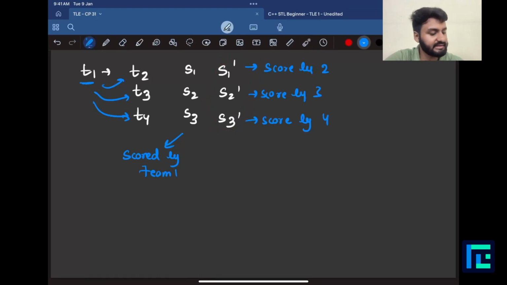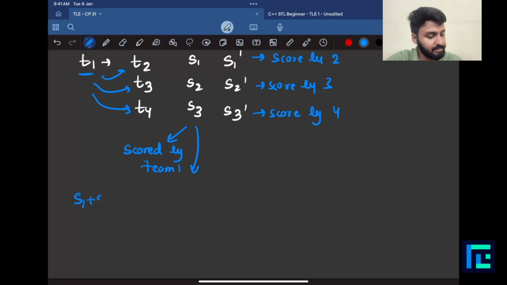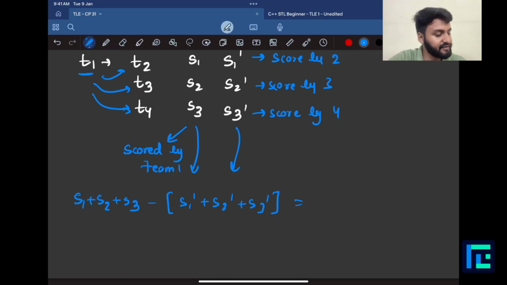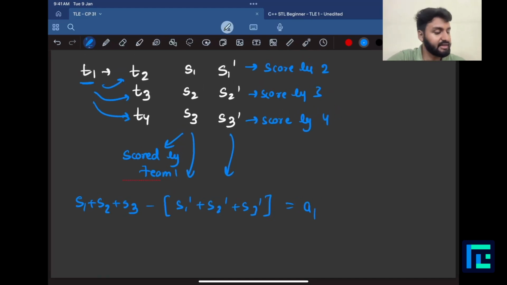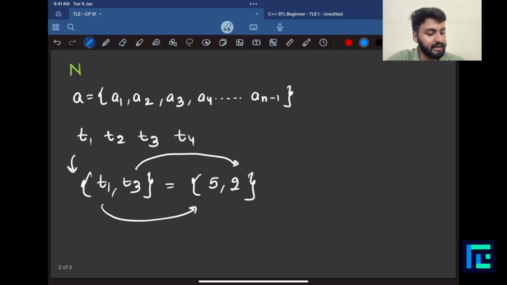Now what they're saying is, if I add this column, so this is S1 plus S2 plus S3, and if I subtract from this column, that is S1 dash plus S2 dash plus S3 dash, then this is called the efficiency, or basically the A1 value for team 1. And this is what is given to me over here, that is A1. Now I think this should be clear.